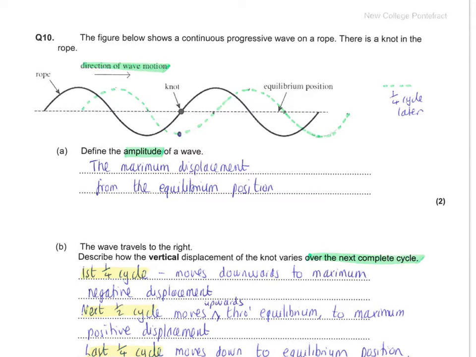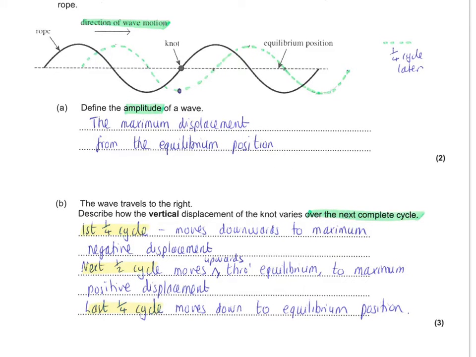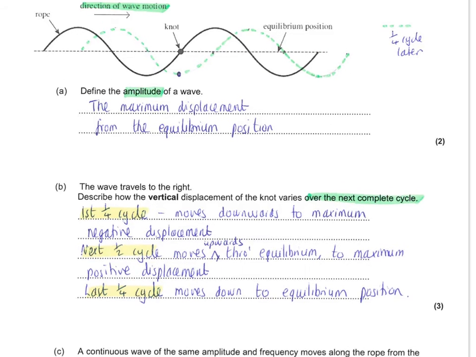So for the next half cycle, it's going to move upwards to the maximum positive displacement, moving through the equilibrium position on its way. And then finally, this equilibrium position there will have travelled all the way and reached a position where the knot is. Remember, it's a transverse wave. All a particle on the medium can do is move perpendicular to the direction of wave travel. And so the knot is going to return back to the equilibrium position.